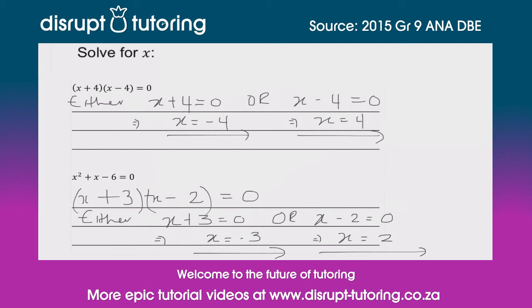If we plug this negative 3 back in, this first bracket becomes 0, and anything times by 0 is 0. If we take this 2 and we plug it back into this bracket, then this whole bracket is 0, and the whole thing becomes 0 again.